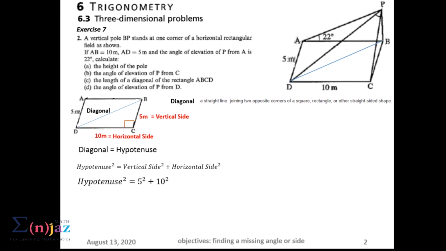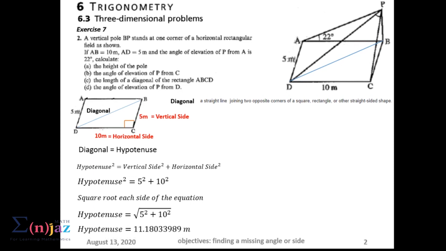So the hypotenuse to the power of 2 is equal to 5 to the power of 2 plus 10 to the power of 2. Don't use the calculator yet. We're finding only the length of the hypotenuse, so square root each side of the equation. And it will be square root of 5 to the power of 2 plus 10 to the power of 2. Now you can use the calculator, and you will find the hypotenuse as 11.18033989 meter.